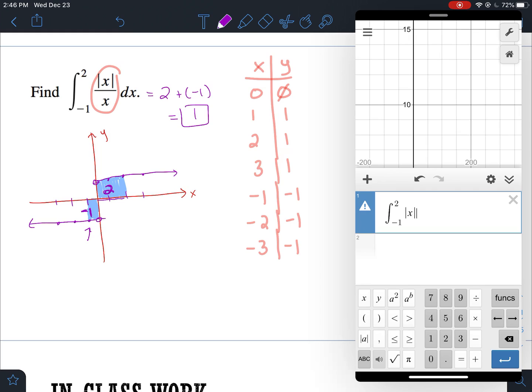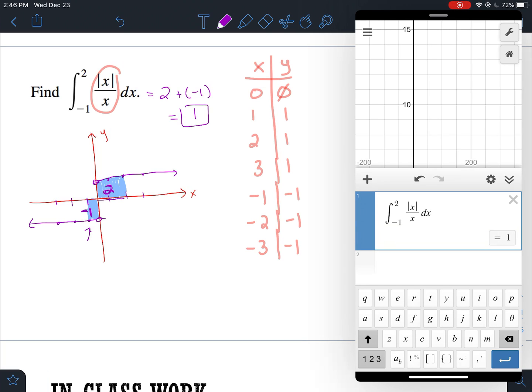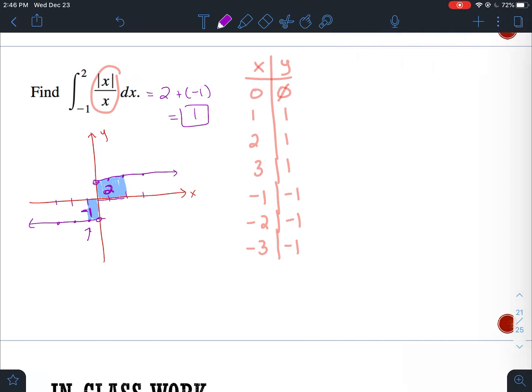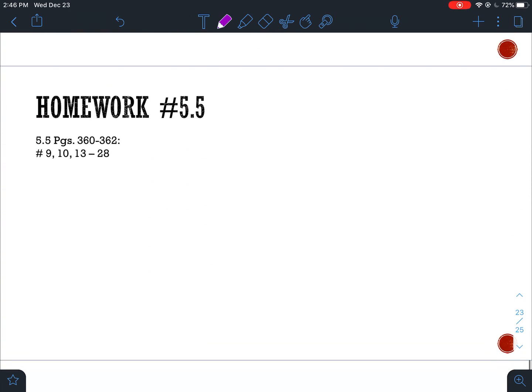Or we can hop over to Desmos and find that integral. So functions, miscellaneous, we're going to integrate from negative 1 to positive 2, and then we're going to do the absolute value of x, and then divided by x.